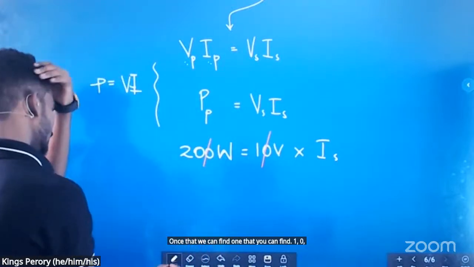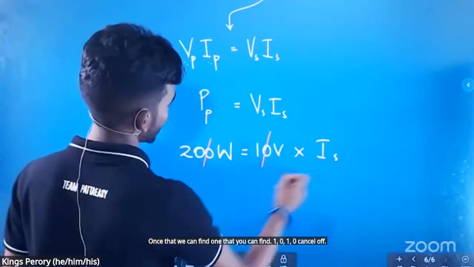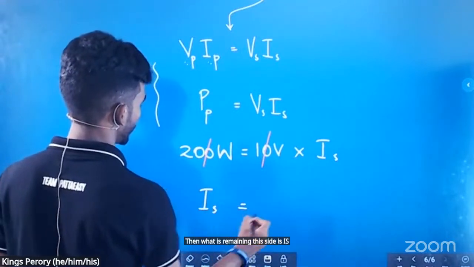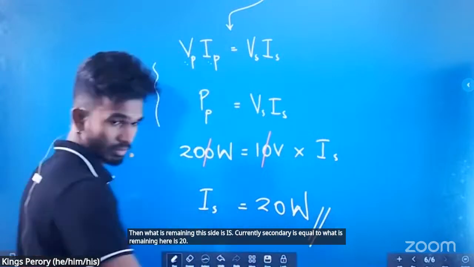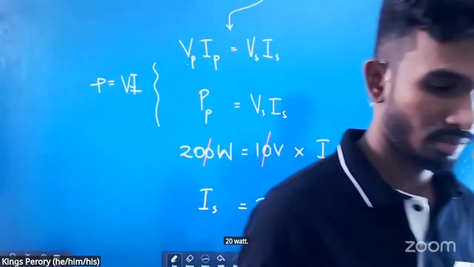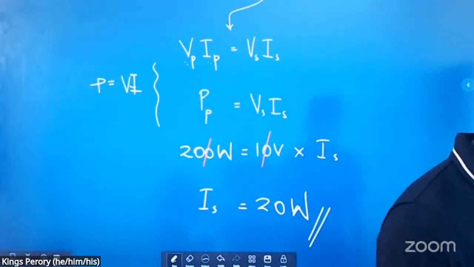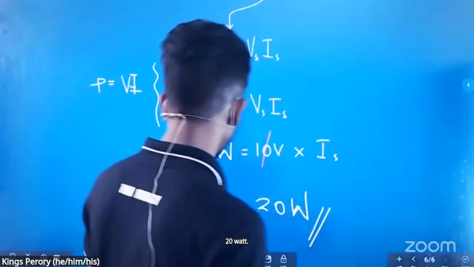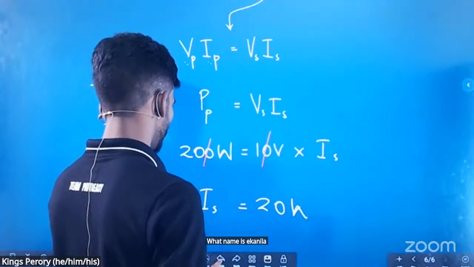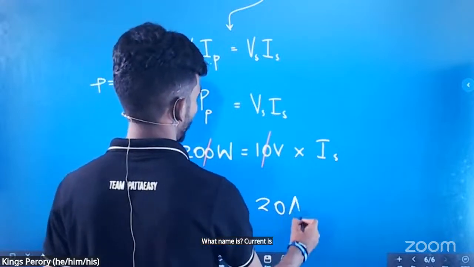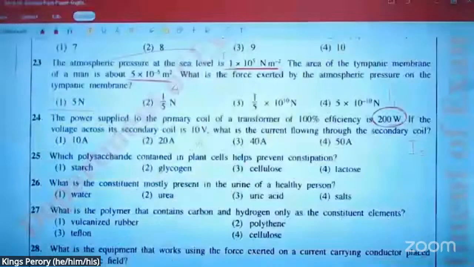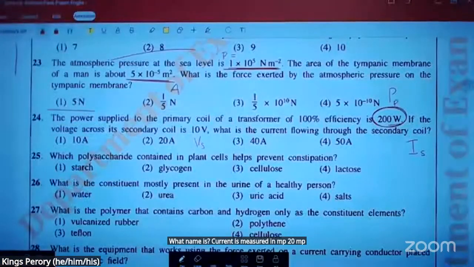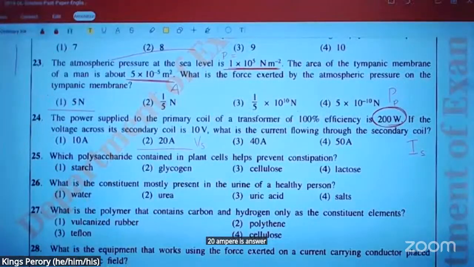10 and 10 cancel off. Then what is remaining on this side is IS. Current in secondary is equal to what is remaining here, 20. Current is measured in ampere. 20 ampere is the answer.